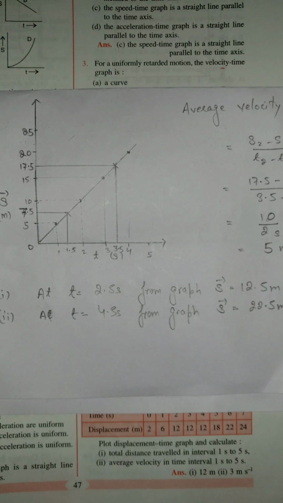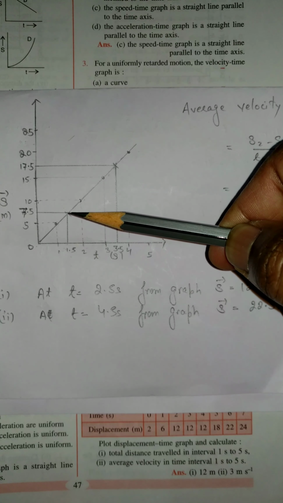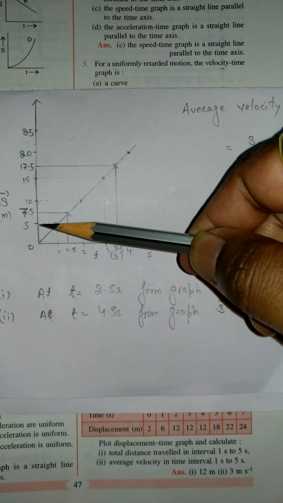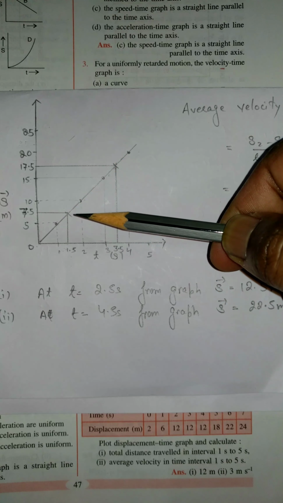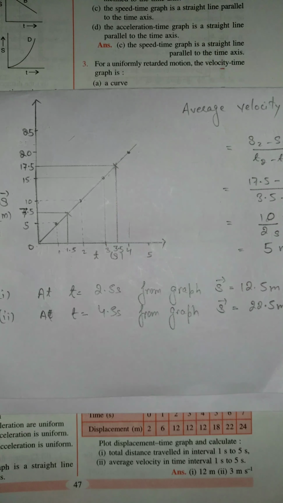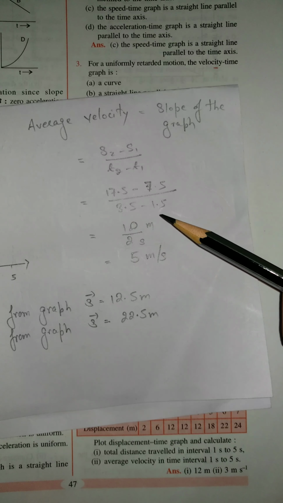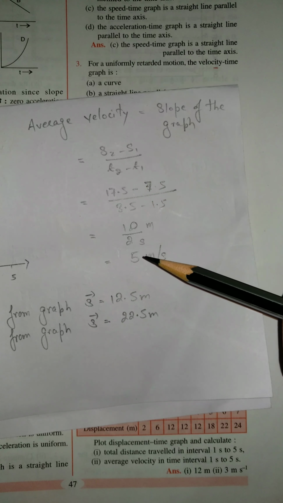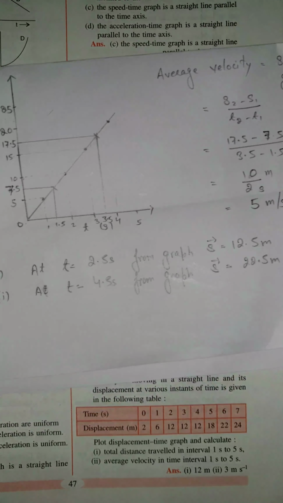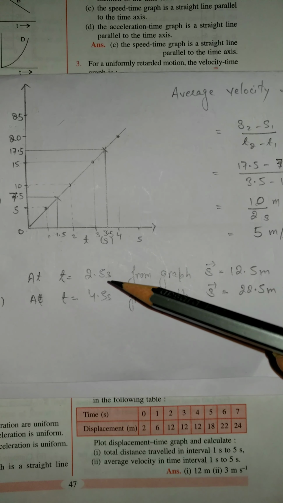Now I'm supposed to find the lower values, which are S1 and T1. I've chosen this point here. For this point, if I drop a perpendicular on the y-axis, I'm getting a value of S1 between 5 and 10, which is 7.5. And then again, dropping a perpendicular on the x-axis, I'm getting a value between 1 and 2, which is 1.5. Now replacing these values in the formula, which is S2 minus S1 upon T2 minus T1, after solving this we get the answer as 5 meter per second. Please do the calculations.